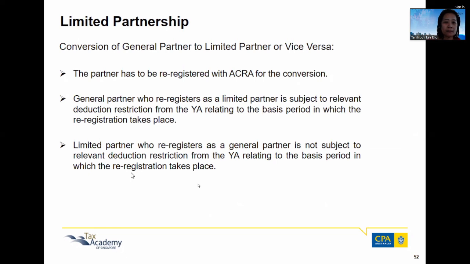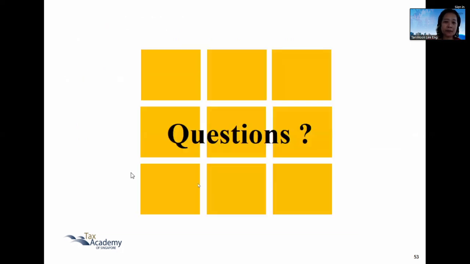Okay, conversion of general partner to limited partner. What happens if suddenly a partner says, I want to be a limited partner? This general partner will deregister and become a limited partner, and as a limited partner he is subject to the relevant deduction rules. If a limited partner changes to be a general partner, then at that point he will not be subject to the relevant deduction rule, because the relevant deduction rule only applies to limited partners. Okay, so that's it.